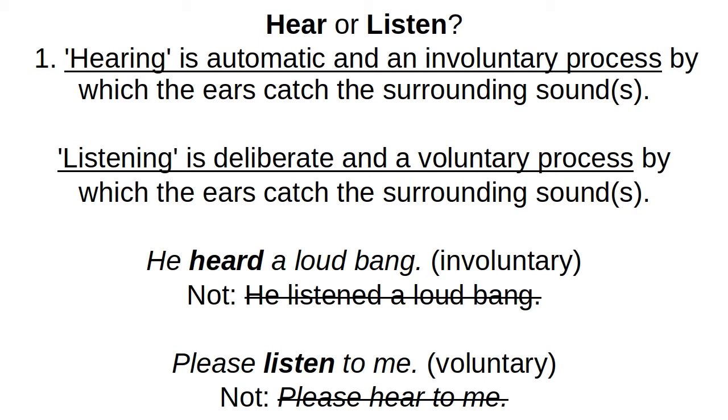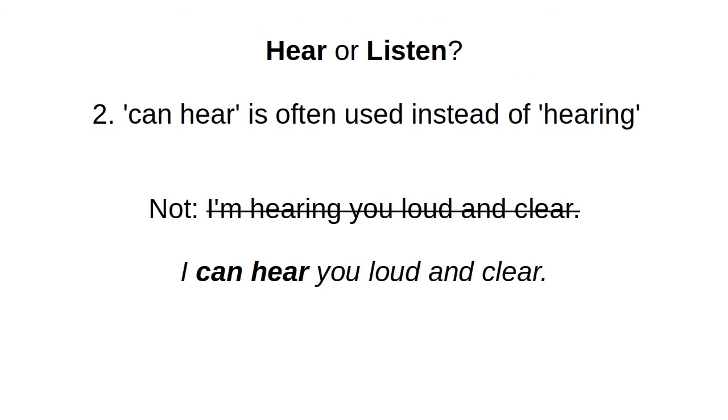We do not say he listened a loud bang. Another example may be, please listen to me. This is a voluntary process. You do not say, please hear to me. We do not use the continuous form of hear generally. So instead of hearing, we use can hear. We do not say, I am hearing you loud and clear. We say, I can hear you loud and clear.